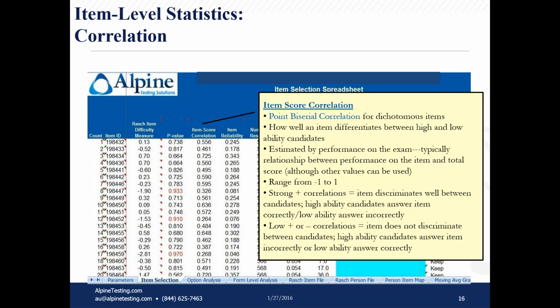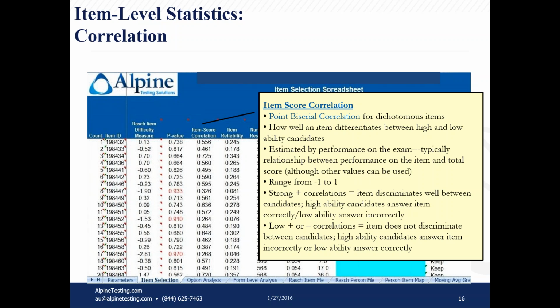And so from a logical perspective, you would expect those candidates who do well on a test to be more likely to get an item correct. And so your item score correlation is really just looking at that and it's saying, yes, if the value is high, better candidates, those who scored higher on our test, are more likely to get this given item correct. So you can look at that item score correlation just as you do with the item difficulty.